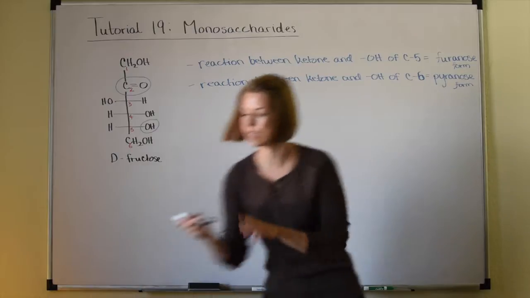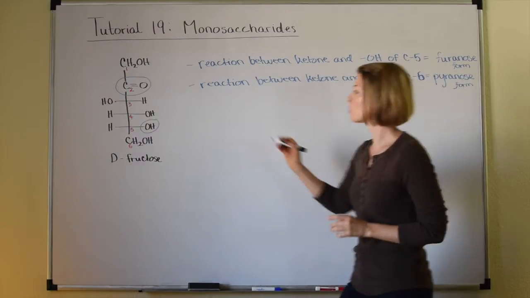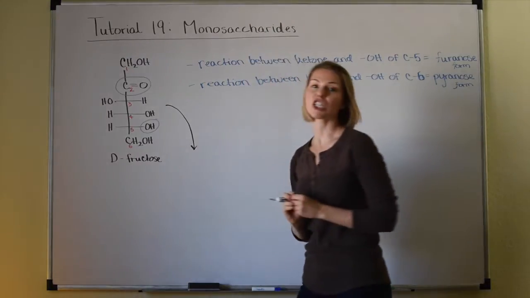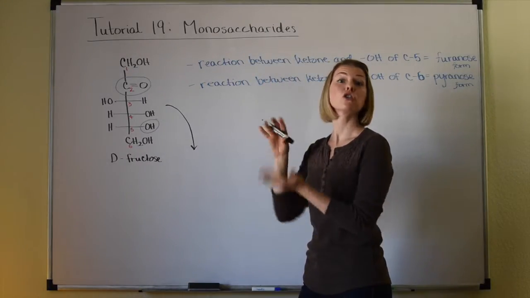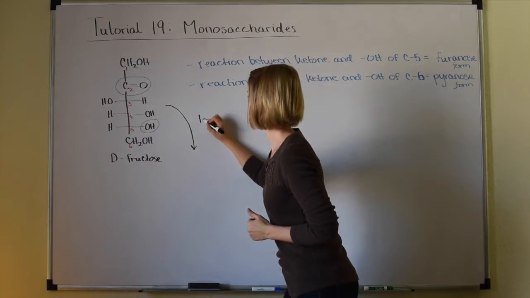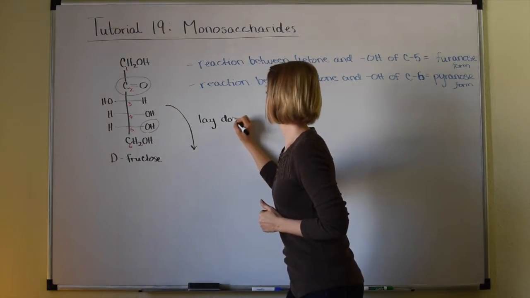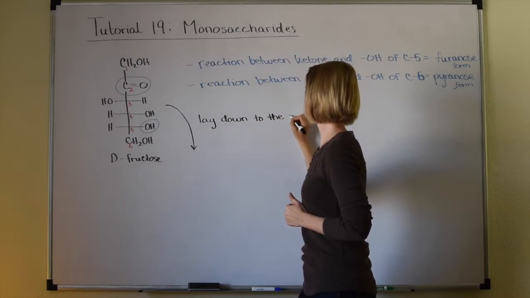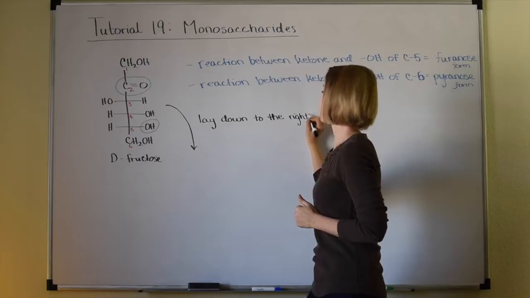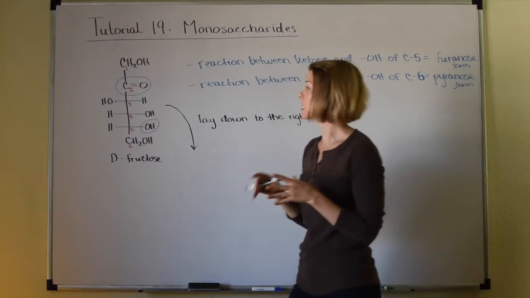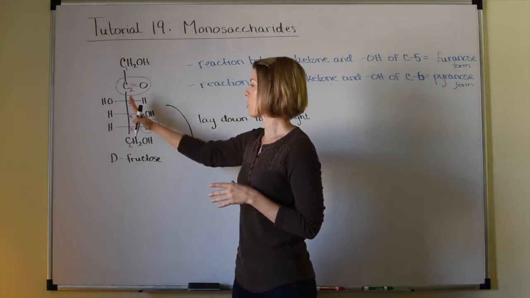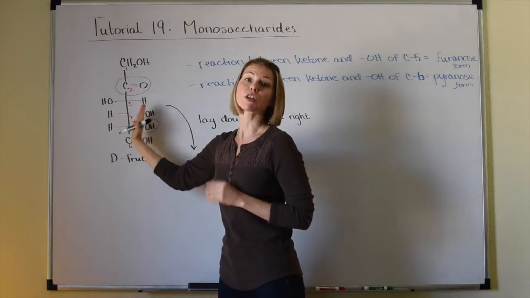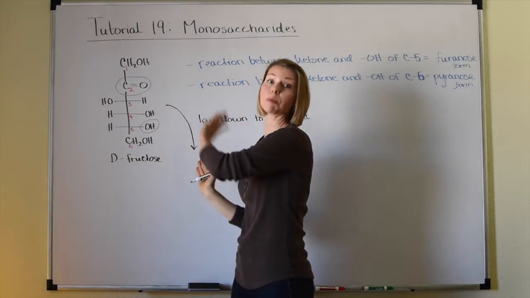You find my black pen here. Okay. First thing you want to do is lay the Fischer projection down on its side to the right. Okay, so I'm going to write that here. Lay it down to the right. And I know I said this before, but just a quick reminder, that means that all of your hydroxyl groups that are on the right side of the molecule are now going to be pointing down. All of your hydroxyl groups that are on the left side of the molecule will now be pointing up.